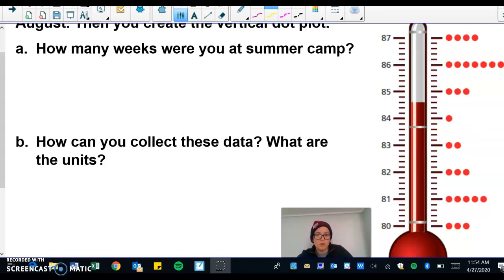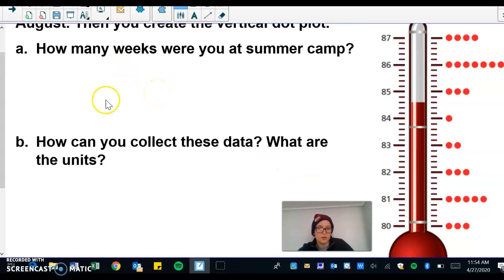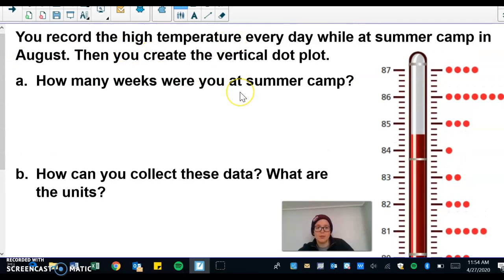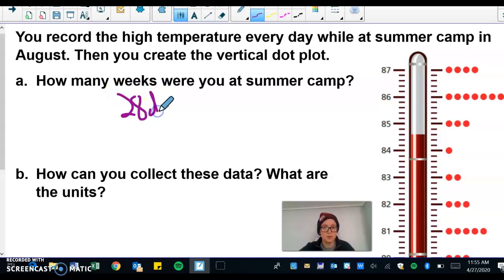All right, so how many weeks were you at summer camp? So let's go back to the question. Say every day you recorded. So each dot represents a day. So how many weeks were you at summer camp? So 1, 2, 3, 4, 5, 6, 7, 8, 9, 10, 11, 12, 13, 14, 15, 16, 17, 18, 19, 20, 21, 22, 23, 24, 25, 26, 27, 28. So you got 28. So that is 7 days per week. 28 days. 4 weeks.